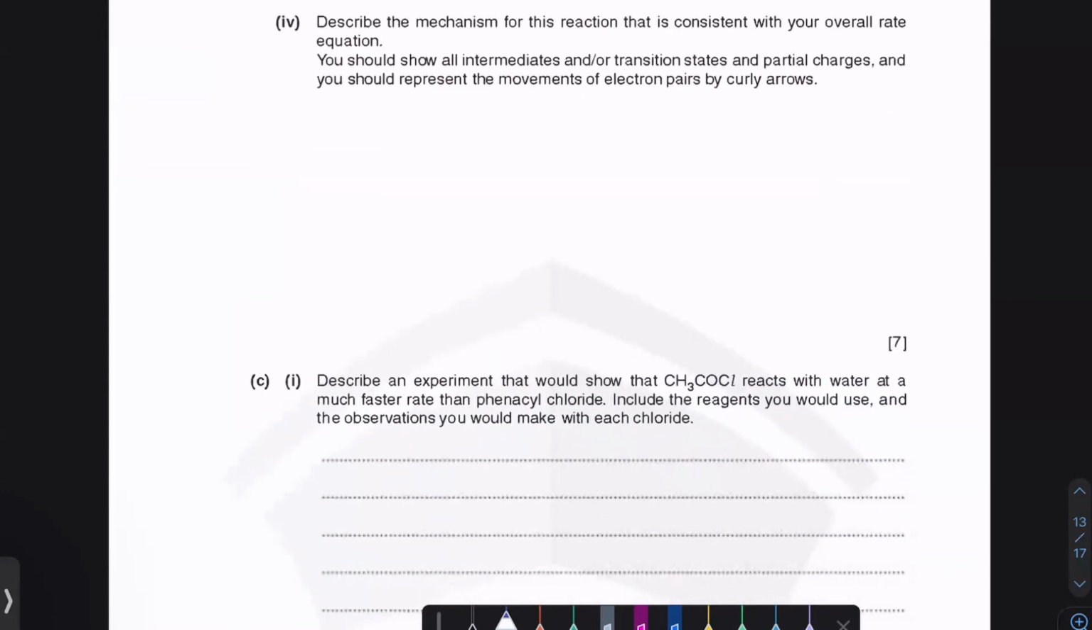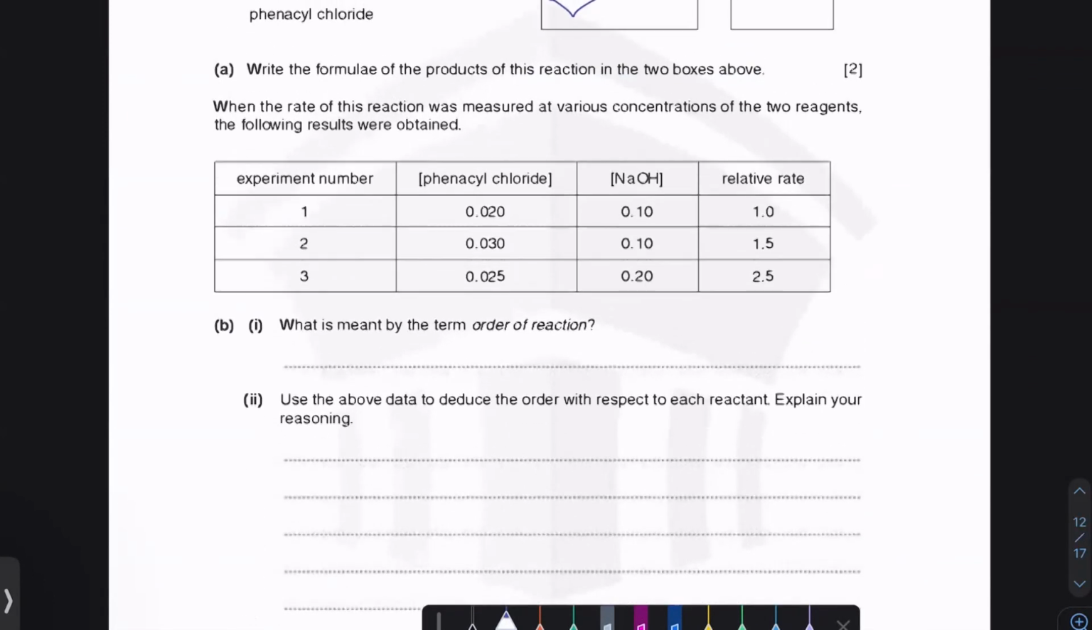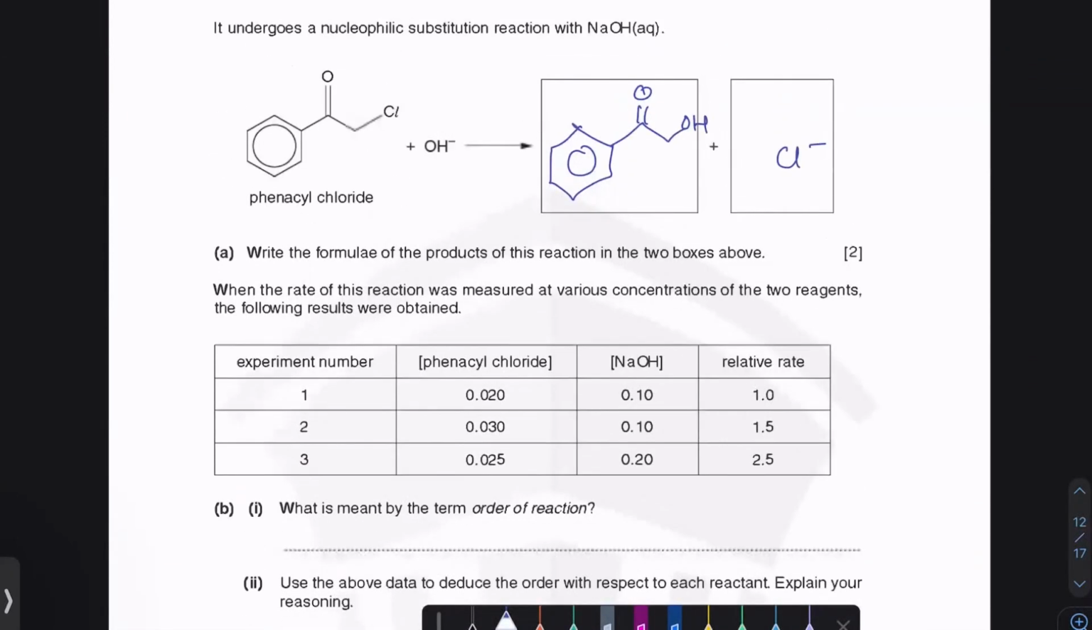Describe the mechanism for the reaction that is consistent with your overall equation. Which reaction? इस reaction में. ठीक है. So mechanism क्या होगा? We want to take the chloride out and we want to get the OH in. Will it be SN1 or will it be SN2? बताएं. Nucleophilic substitution हो रही है. Yeah. एक minute. SN1 or SN2?